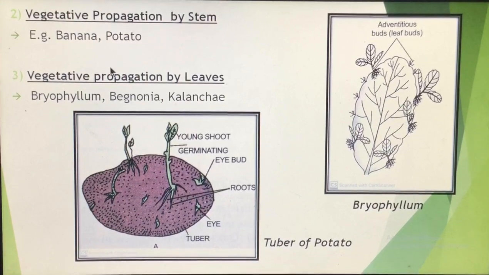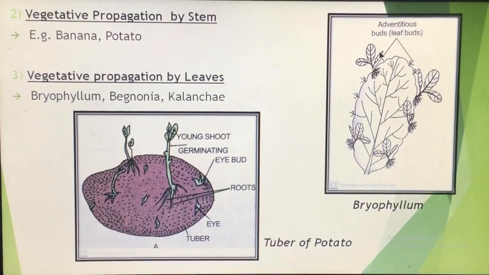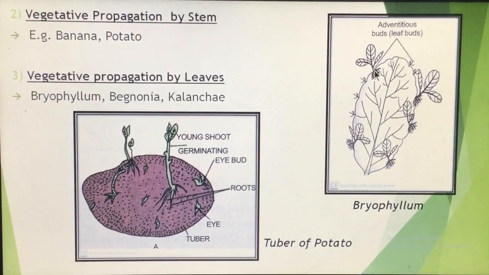The third part, that is vegetative propagation by the leaves. So this vegetative propagation by the leaves takes place in Bryophyllum, Bignonia or the Kalanchoe. Now in Bryophyllum, this is a diagram of Bryophyllum. ये Bryophyllum की leaf है. Now as you can see, the leaf of this Bryophyllum has small notches. ये देखो इसका जो surface है, leaf का जो surface है वो smooth नहीं है, small notches are there. Okay, notches में one bud-like structure develops, and that bud-like structure is known as adventitious buds.